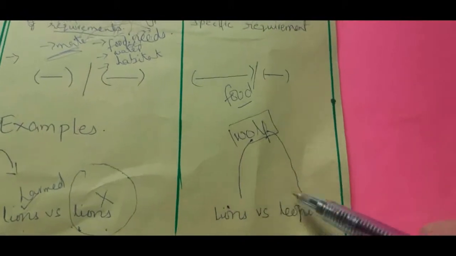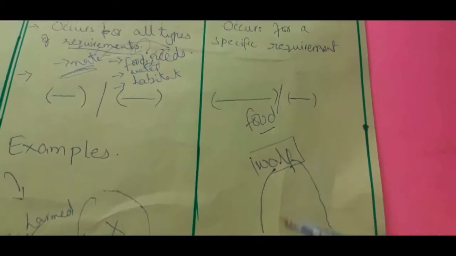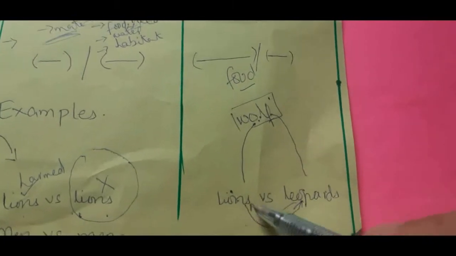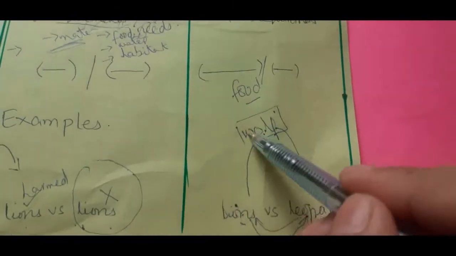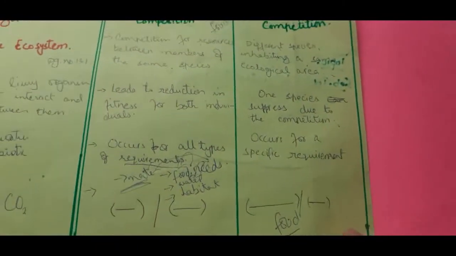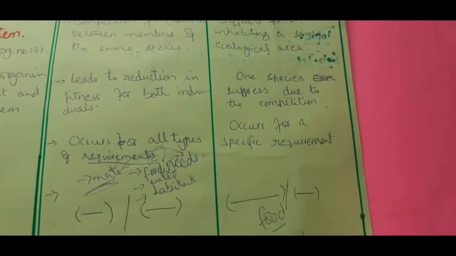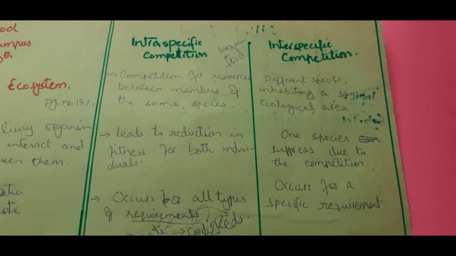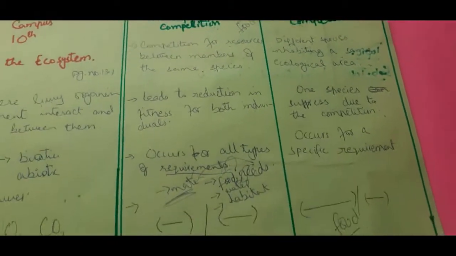So both of them would try to reach this wolf. But before reaching the wolf, first they have to show who is the superior. So whoever is the superior would obviously reach the wolf, right? So this competition is for a specific requirement, whereas intraspecific competition is for all requirements.